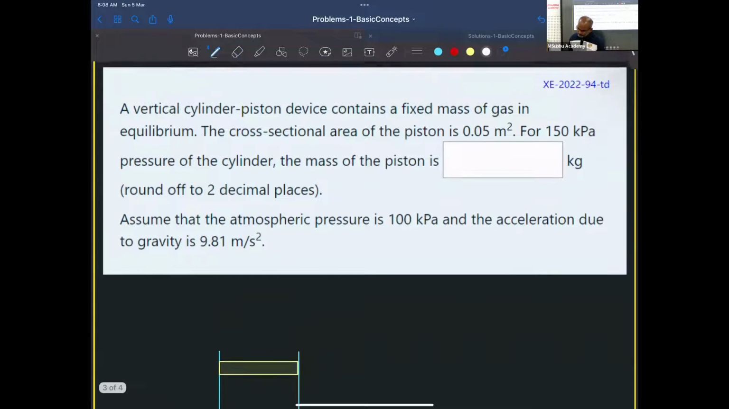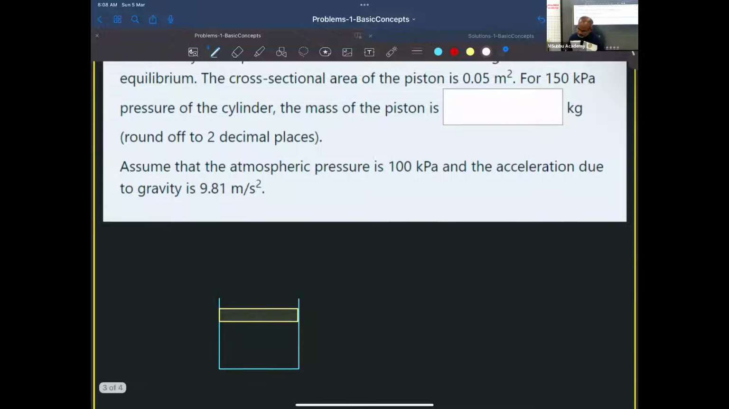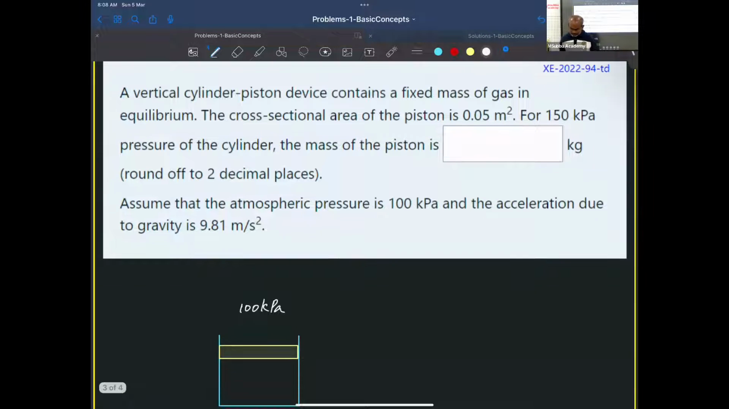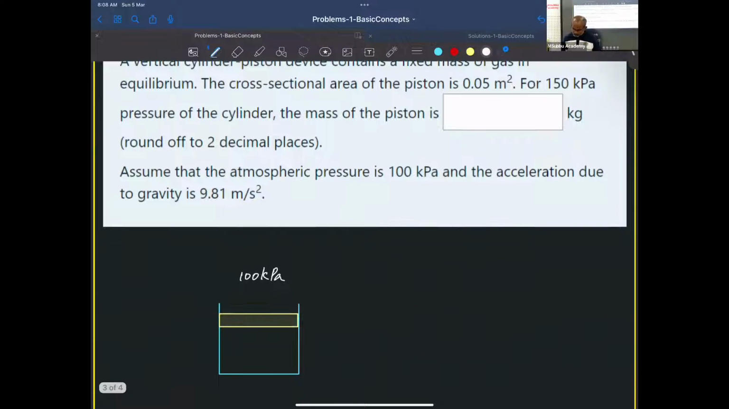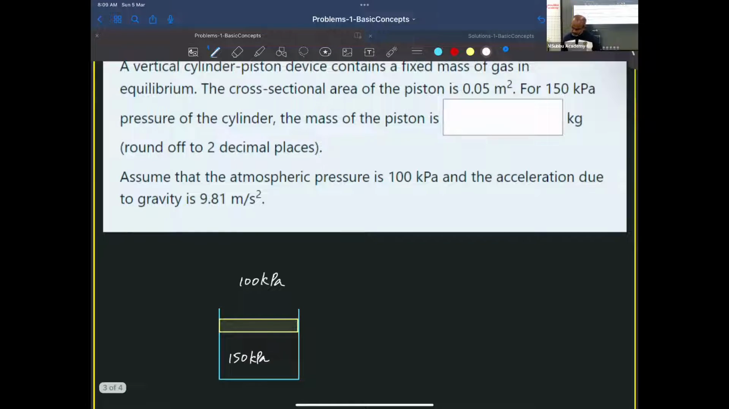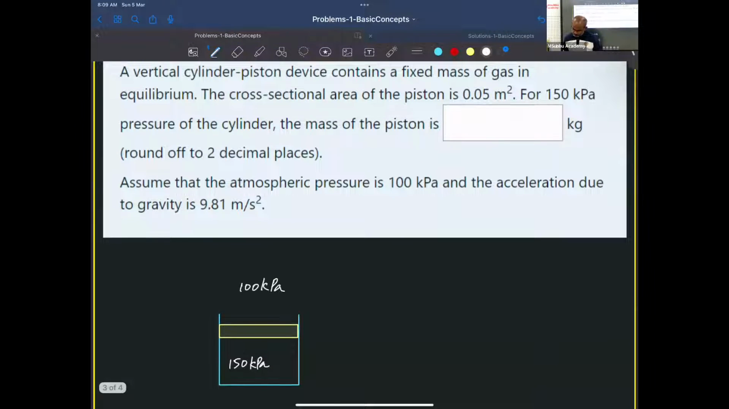The atmospheric pressure is given as 100 kilopascal, and the pressure inside the cylinder is 150 kilopascal. This is the information available. Additionally, we also know the cross-sectional area, which is equal to 0.05 meter square. So we need to find the mass of the piston.